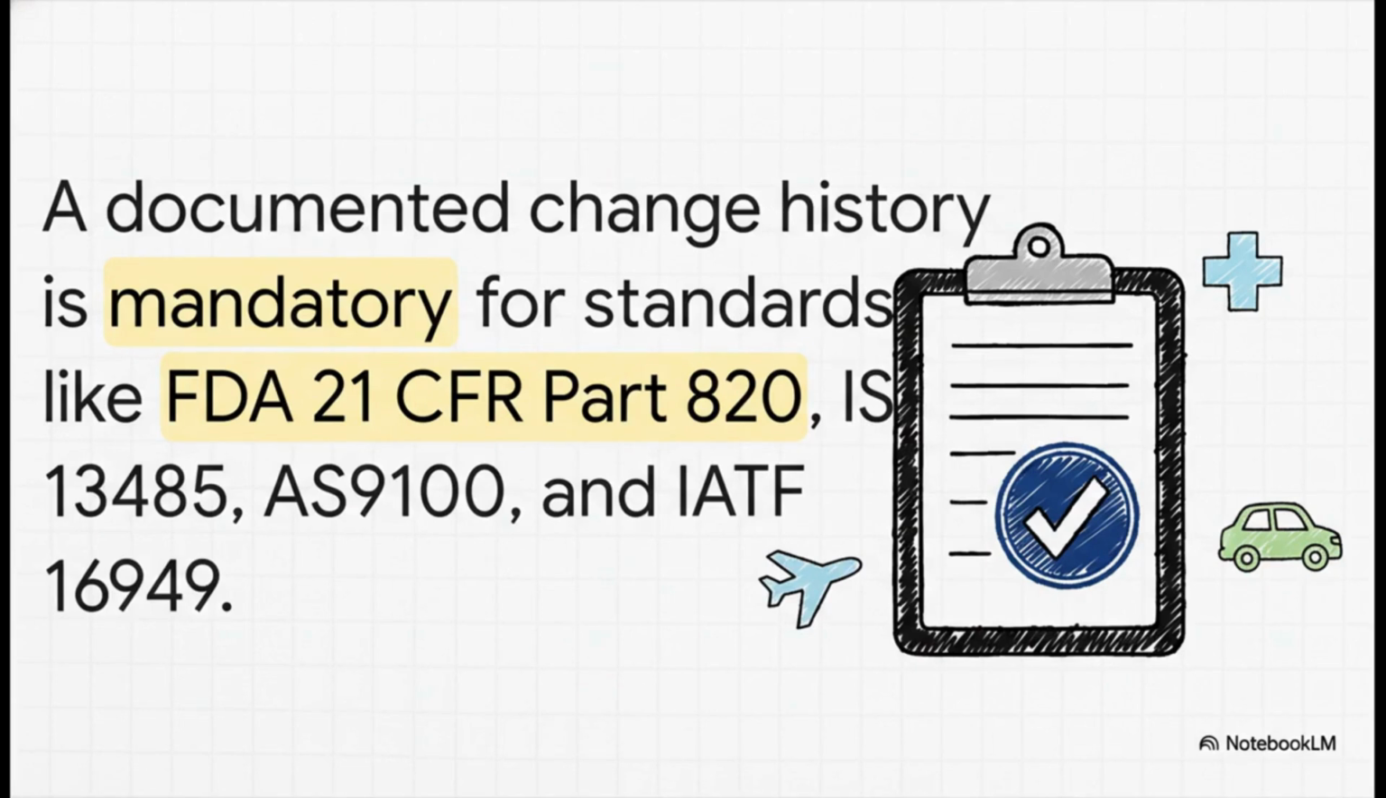If you're in a regulated industry, think medical devices, aerospace, or automotive, you are required to maintain a complete auditable history of every single change. Standards like FDA 21 CFR Part 820 or AS9100 demand it. An ECO process is exactly how you meet that requirement.